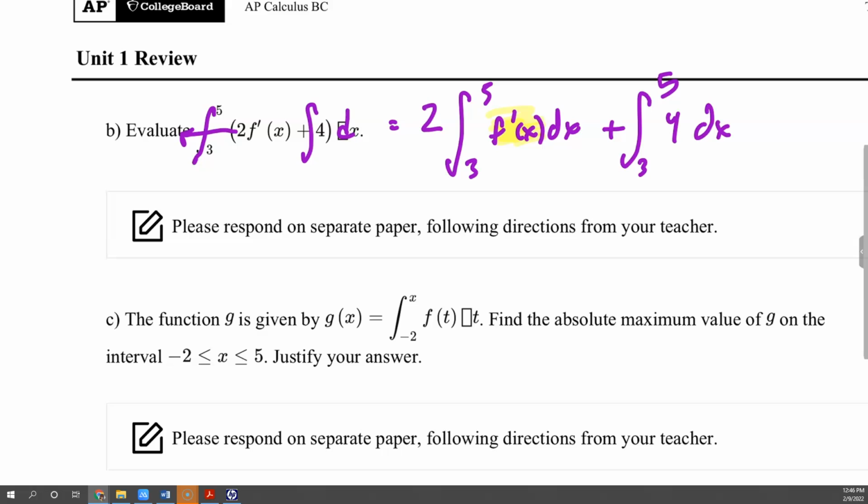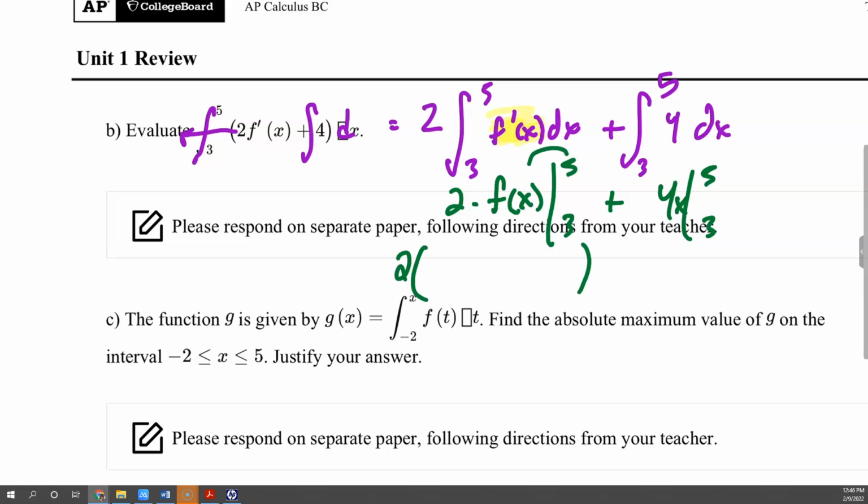You're right. The integral of f prime is f. So I'm going to do 2 f of x evaluated from 3 to 5. And then, what's the integral of 4? Be very careful about that, because a lot of people make the mistake of just adding 4 to the integral. But you've got to integrate the 4 also, so that's going to be 4x right there.